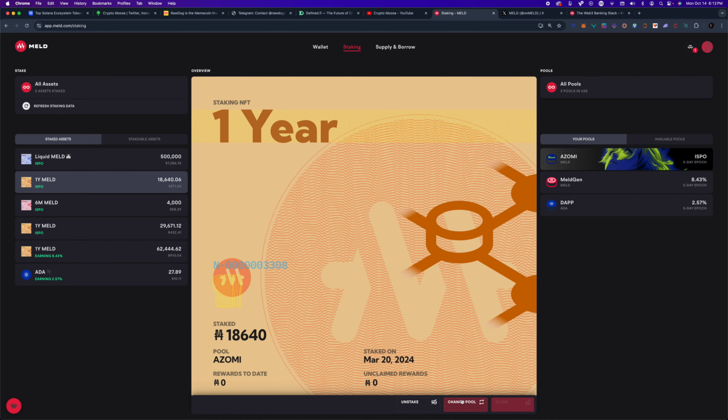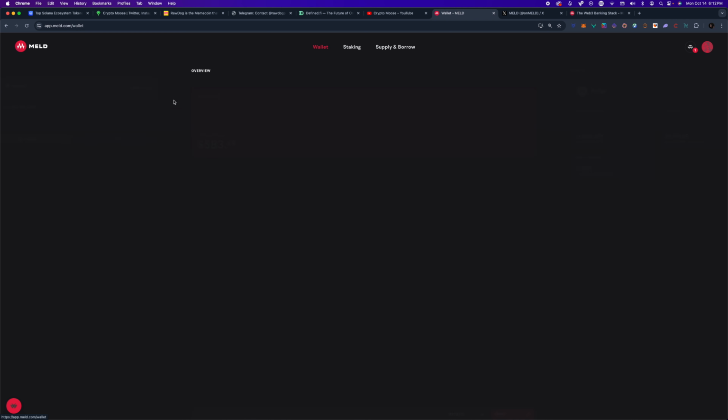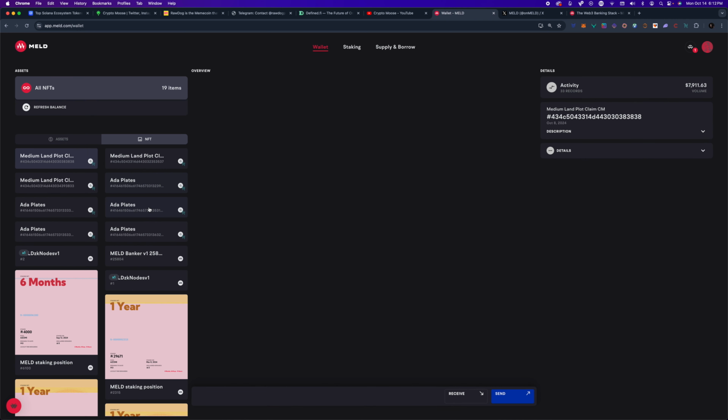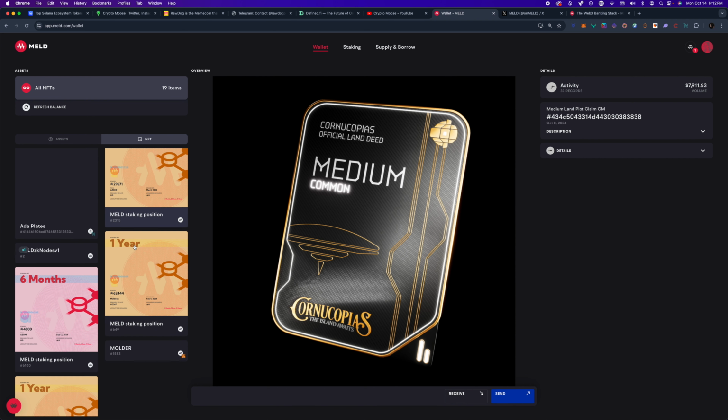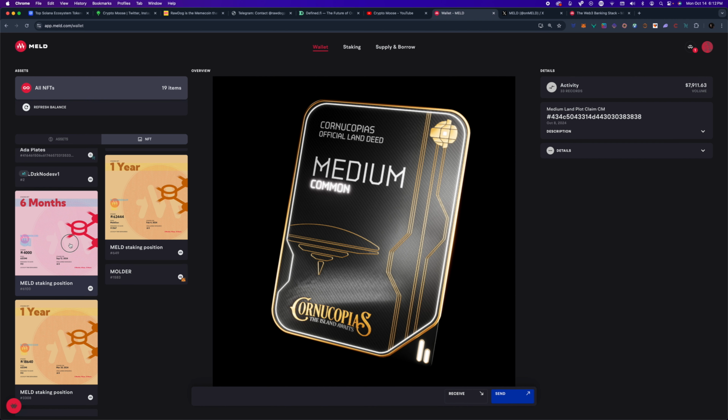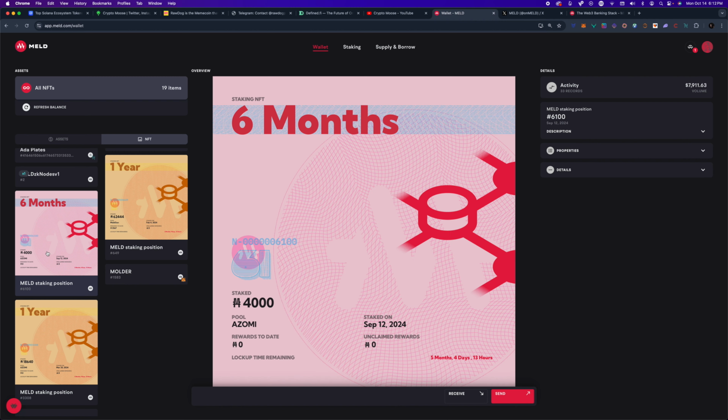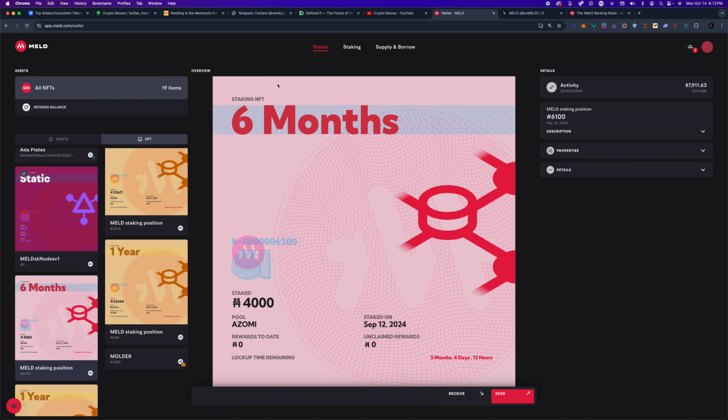By the way, I could send somebody one of these NFTs. I could go to my wallet, go under NFTs, and send somebody one of my liquid staking positions. Who else is doing that? This would be a MELD staking position. I could send this to a different address. It's wild what you can do with MELD.